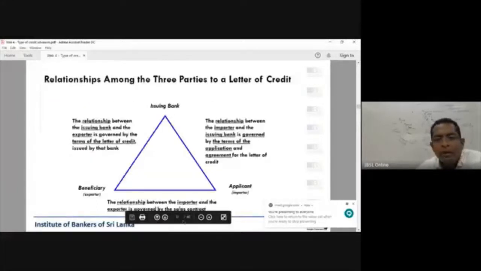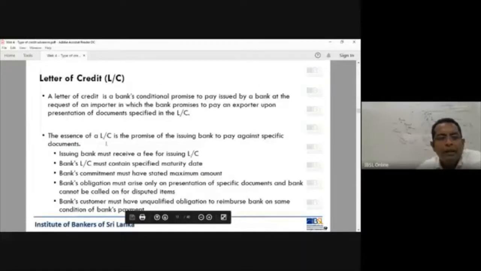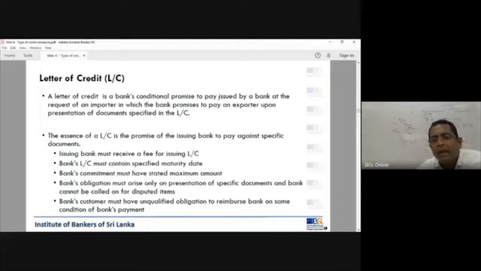This is what I explained to you: the bank, the applicant and the beneficiary, the exporter. The relationships, this and that. Right? Under an LC, a letter of credit is a bank's conditional promise to pay, issued by a bank at the request of the importer, in which the bank promises to pay an exporter upon presentation of documents. These are the documents and conditions we have.